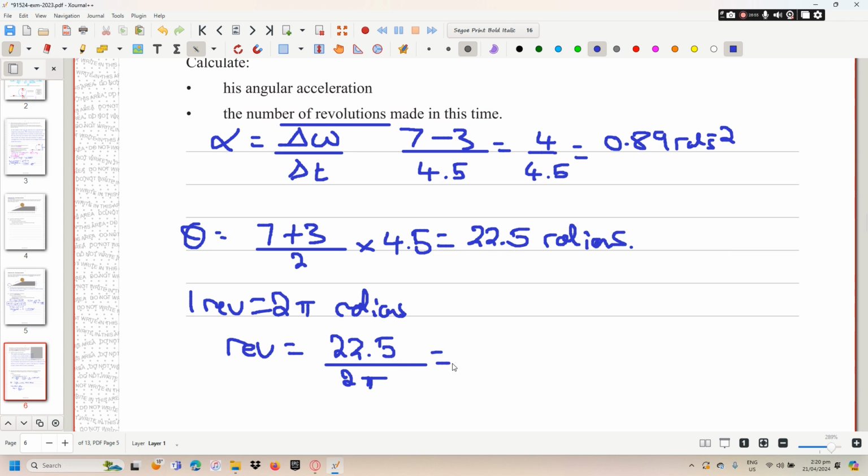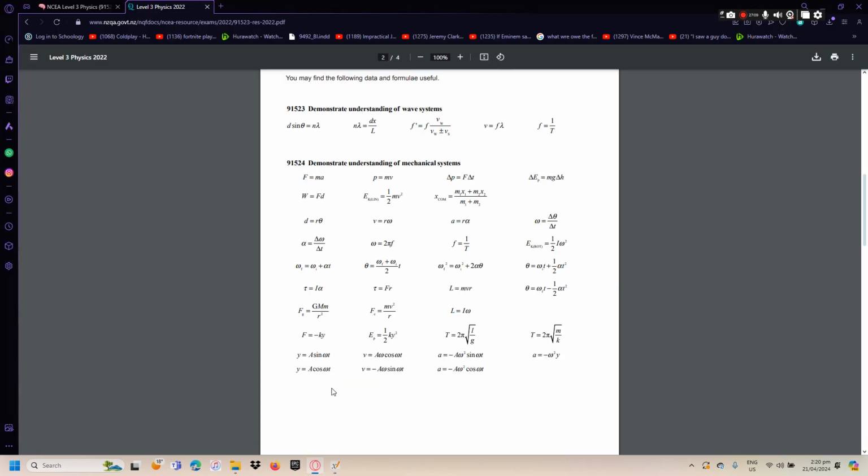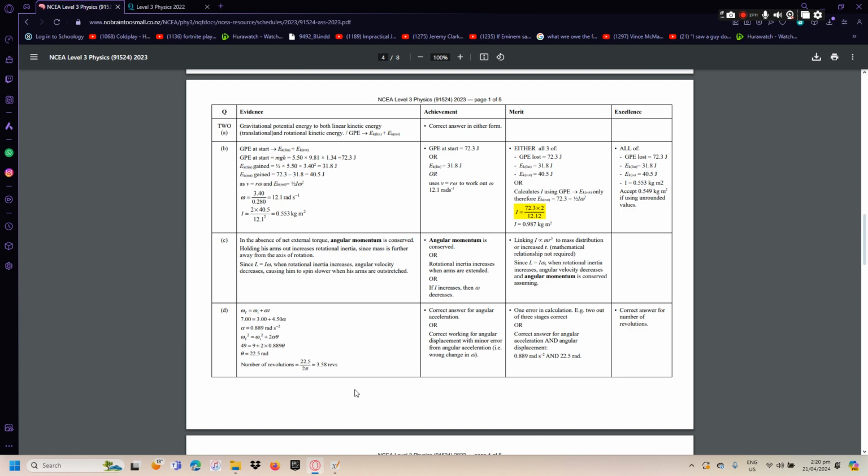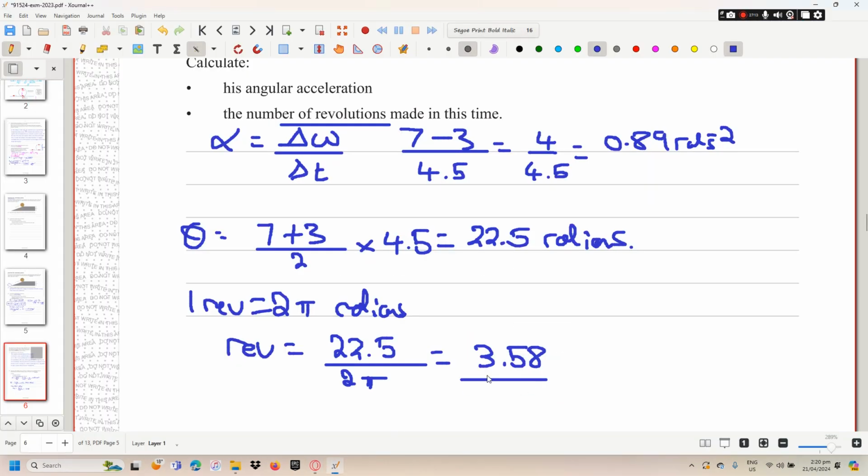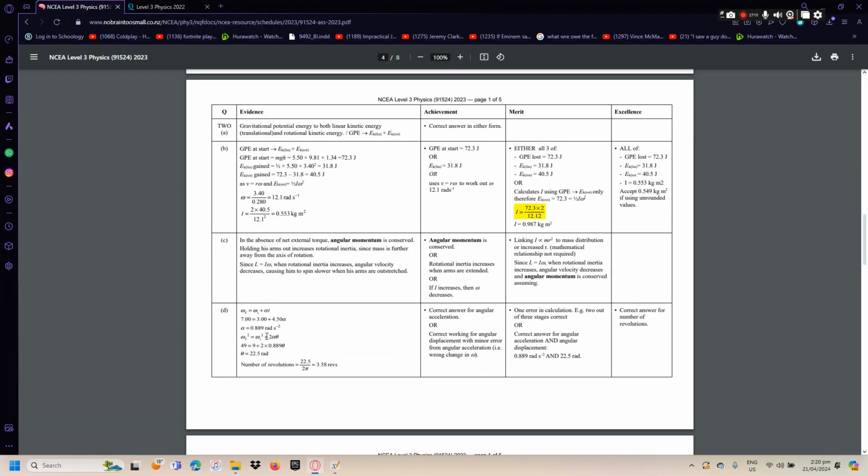And that'll be 22.5 divided by 2 pi. Oh, for goodness' sake. Divided by 2 pi. Calculator's broken. Right. 3.58. 3.58 revs. Bingo!